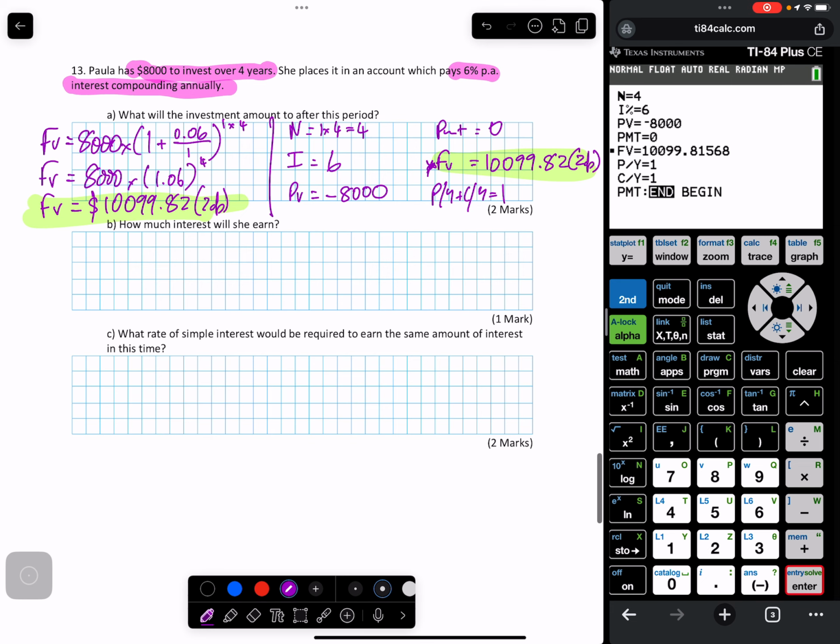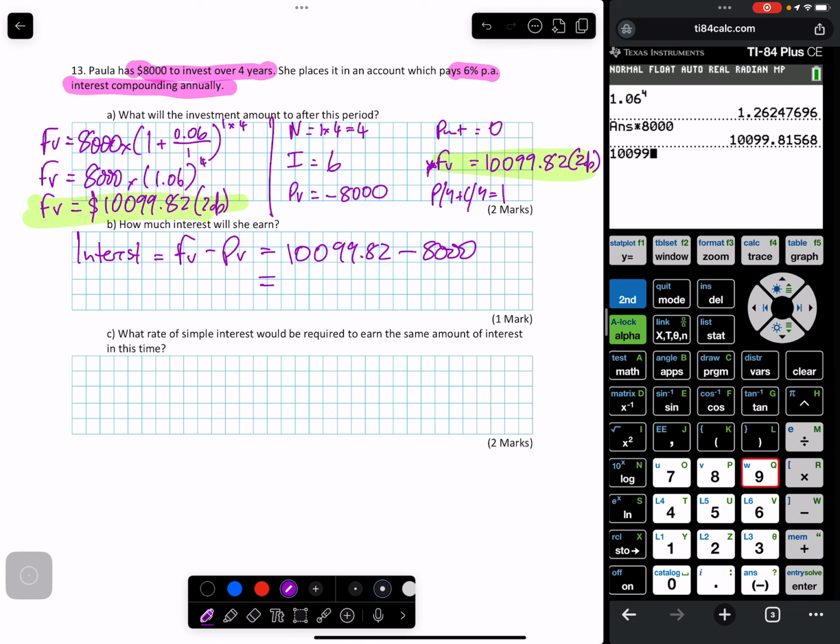How much interest will she earn? Interest equals FV, what it grew to, minus PV. So it grew to 10,099.82, but she put in 8 grand. 10,099.82 minus $8,000. $2099.82. Getting a bit tired now trying to speed run this. 2099.82 in interest.